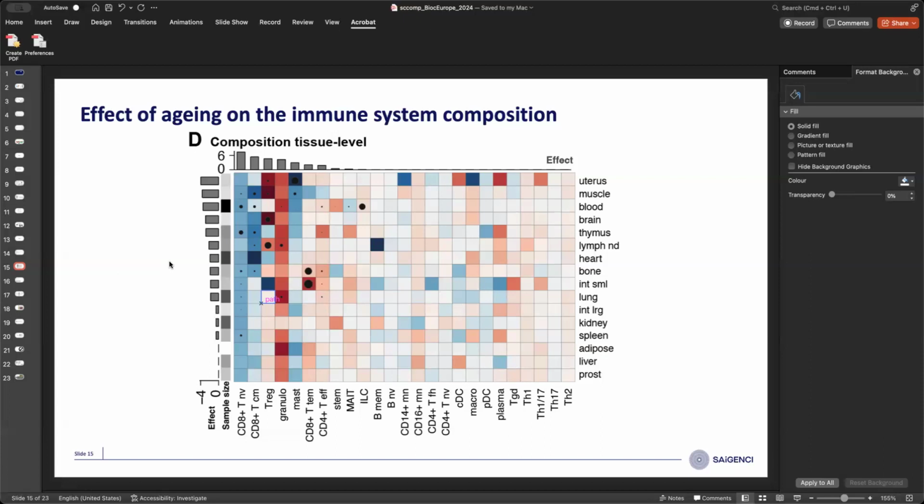You don't need to split the data. You can build, in a way, a foundation model that tries to explain as best as possible the dynamics of the immune system here.